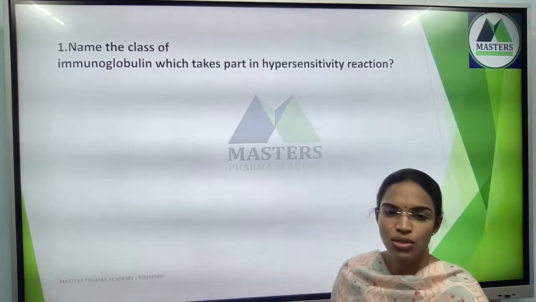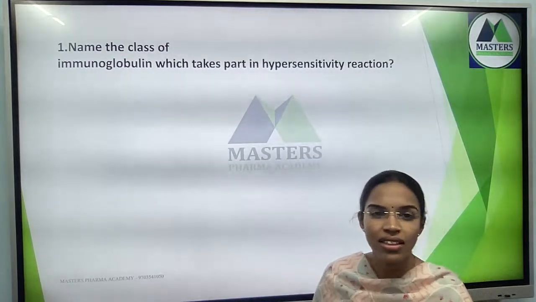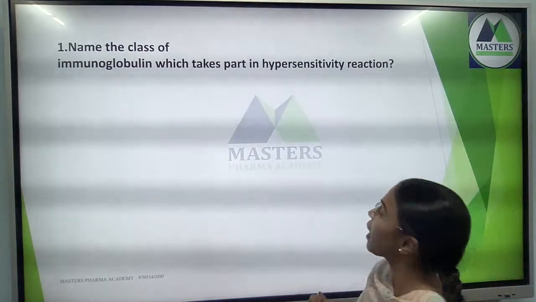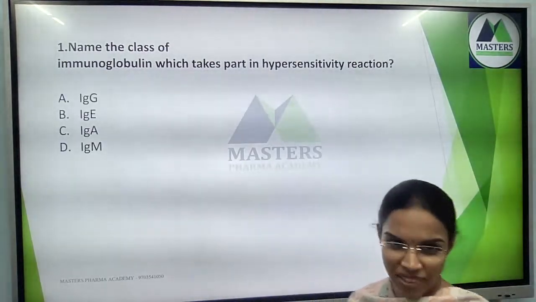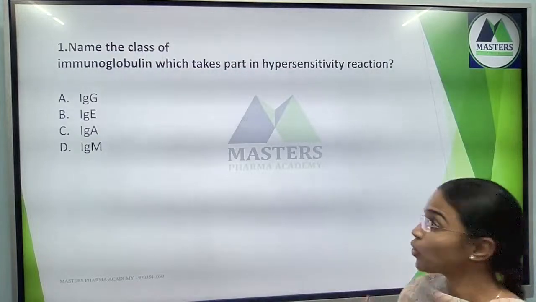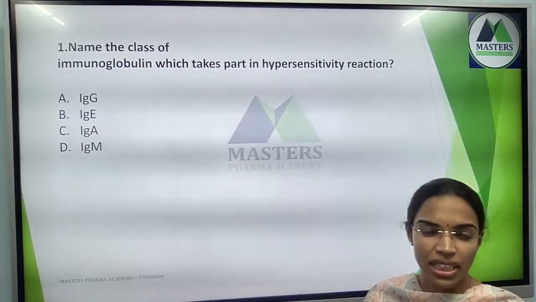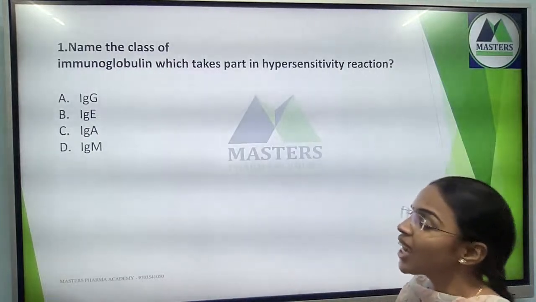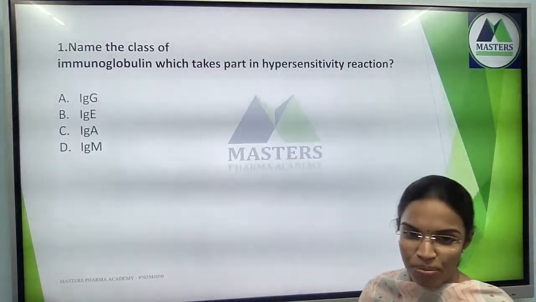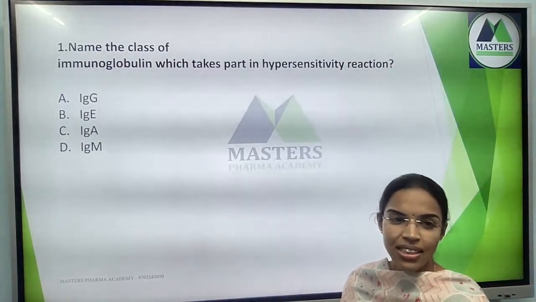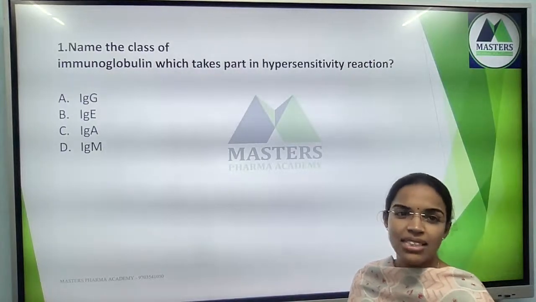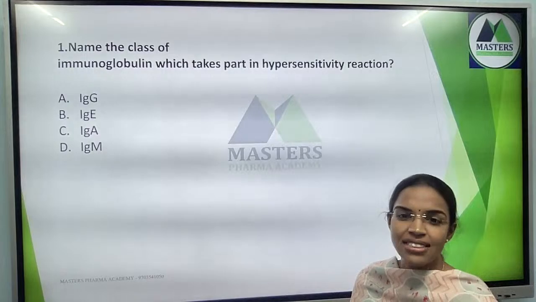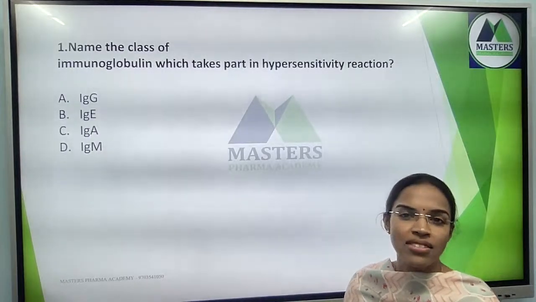Okay, so going with question number 1. Name the class of immunoglobulin which takes part in hypersensitivity reactions. The options are IgG, IgE, IgA and IgM. So what's the answer? Whoever is attending live, please post your answers in the chat box.